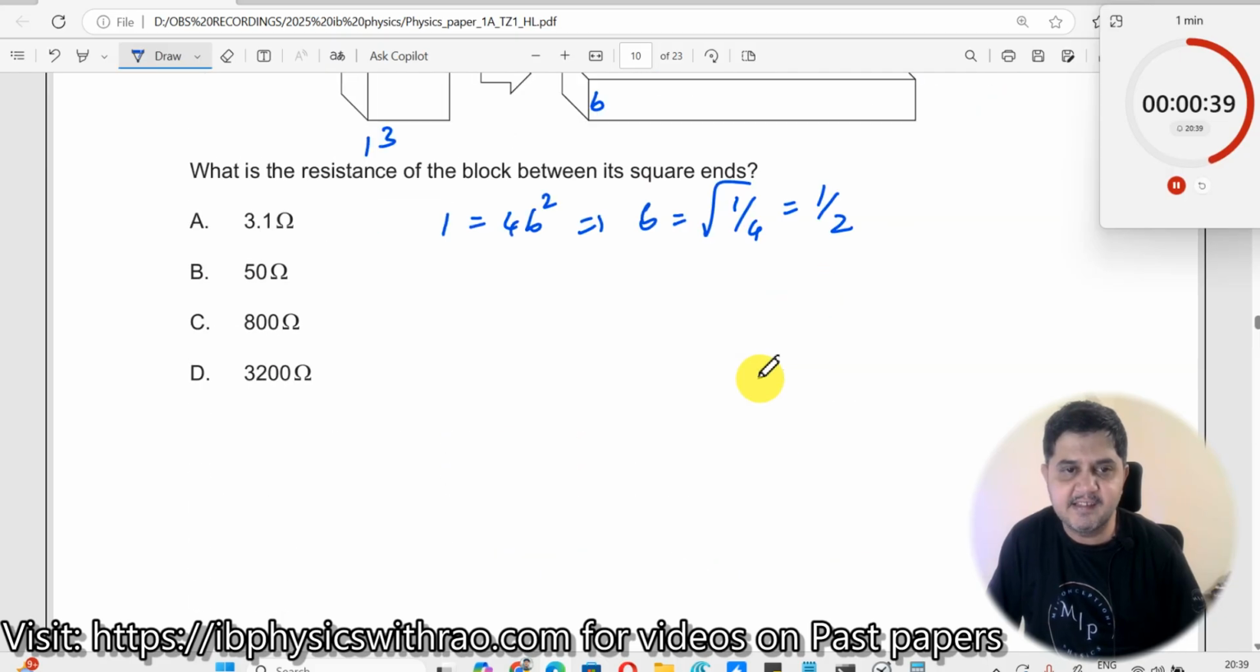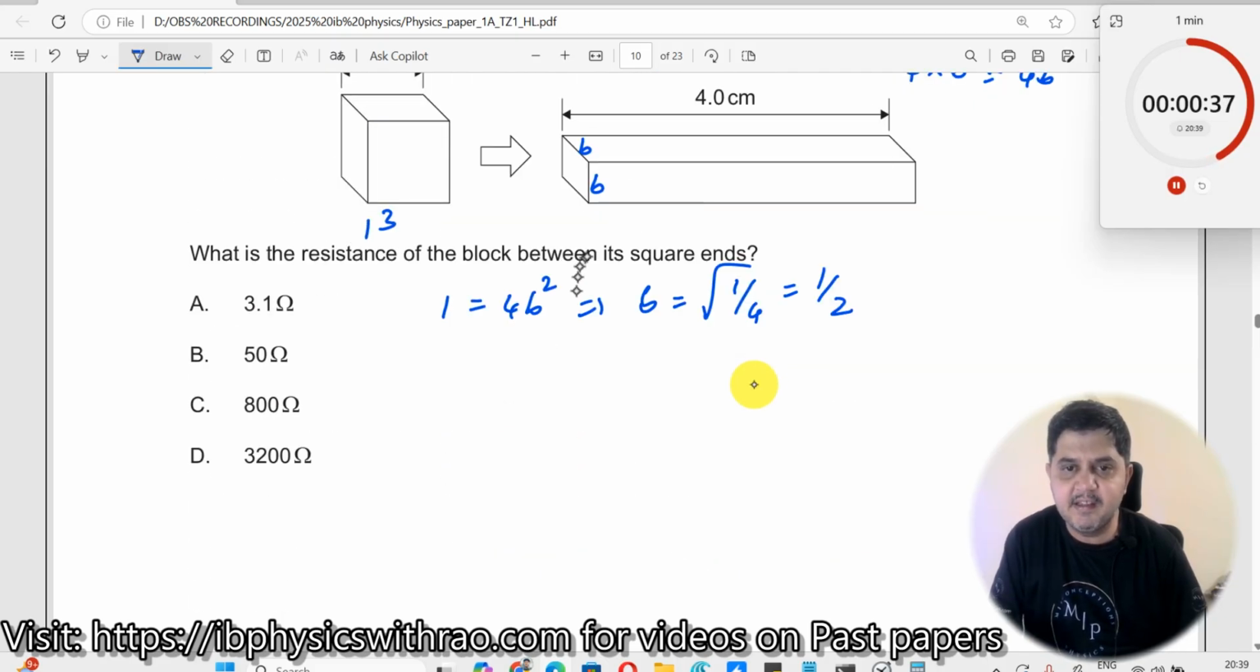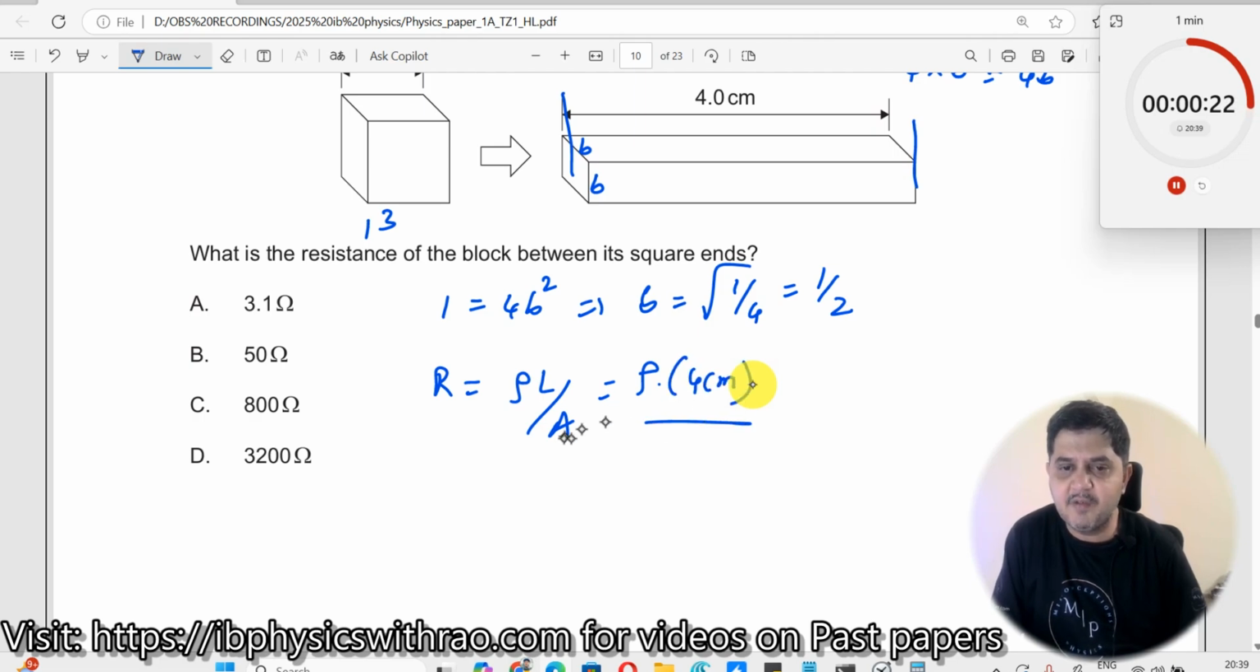Now what is the next thing? What is the resistance of the block between the two ends? As we know, resistance is equal to rho L divided by A. I do not know the value of rho, let it be. So rho into L, which is 4 centimeter, divided by A. A is nothing but the area of cross section, which will be B square, so 4 rho divided by 1 by 4, which should be equal to 16 rho.